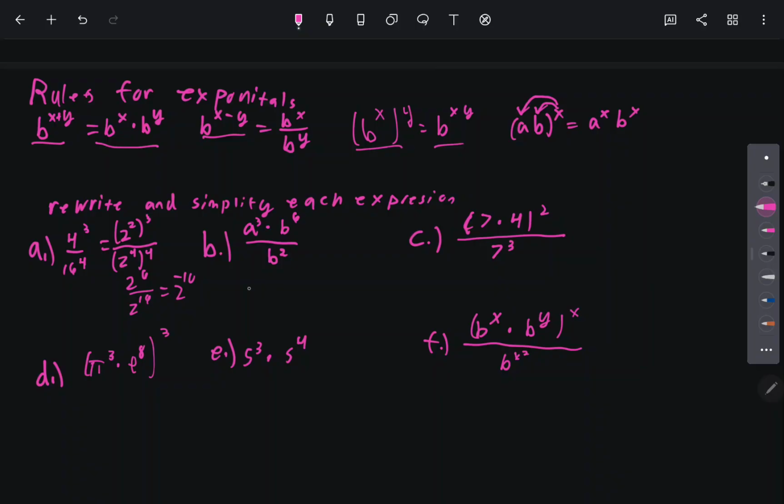Now this one, we can use our algebra skills once again, and we really only have to cancel this, and we would get a cubed times b to the fourth.